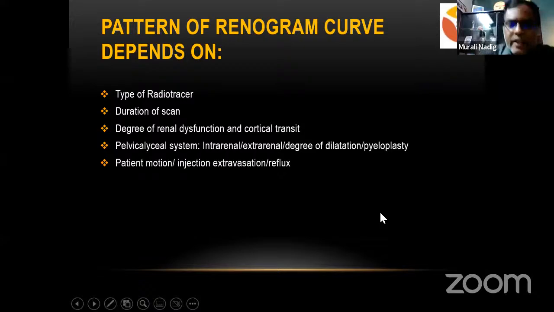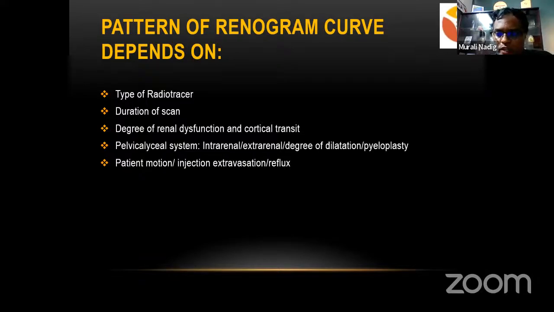However, the renogram curve has a lot of limitations. So please don't just see only the curve for making an assumption of obstruction or not. You always have to see the parenchymal phase, and the images don't lie. The curves can lie, the split function can lie, even a physician can lie, a nuclear medicine physician can lie. But the images don't lie. So always see the images, then make a mental interpretation. Your renogram curve and your split function are just for corroboration of your interpretation.